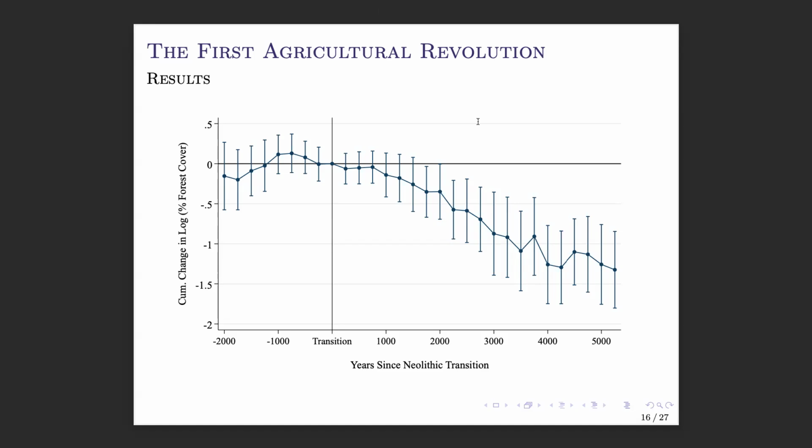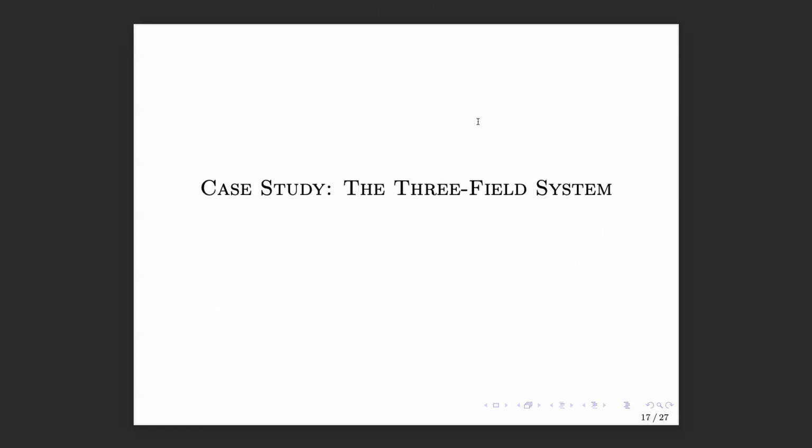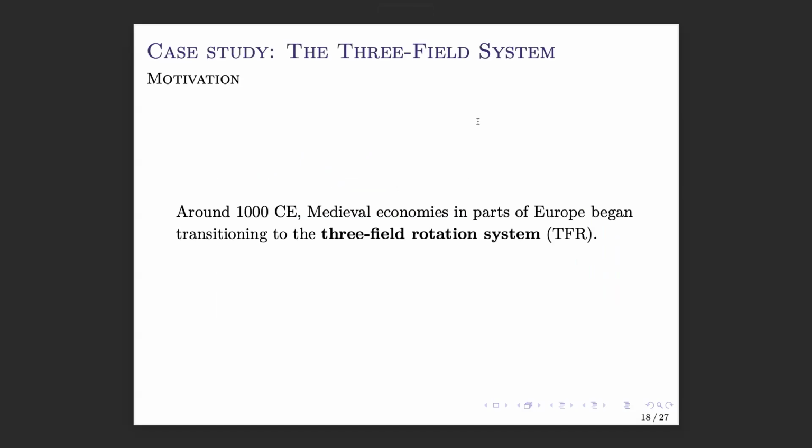If you're unsatisfied with this, which I think is not wholly unreasonable, I want to complement this by zooming in on a very specific technological innovation. This brings me to a case study of the three-field system. It's a very different context, and I'll provide a little bit of background. Around 1000 CE, medieval economies in parts of Europe begin transitioning to a three-field rotation system. I'll refer to this as TFR for the rest of this.